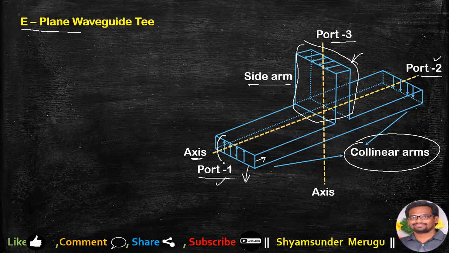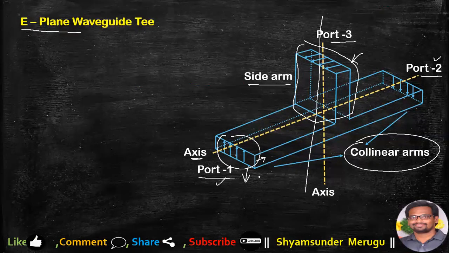If we observe the electric field lines at the output ports, if the side arm axis is parallel, then that particular waveguide T structure is called the E-plane waveguide T. The E-plane waveguide T is also called the voltage or series junction. These are the other names that we can apply to the E-plane waveguide.